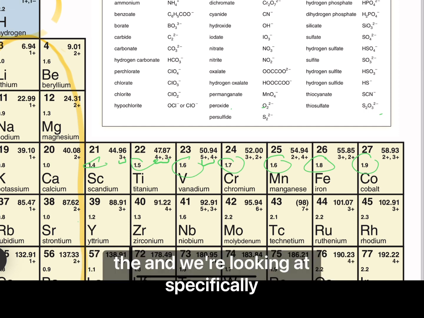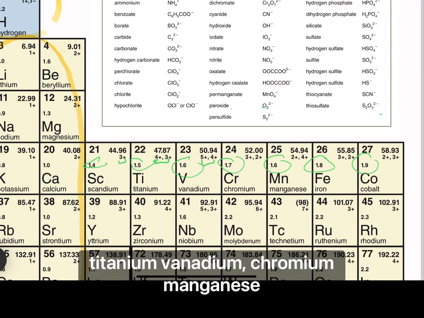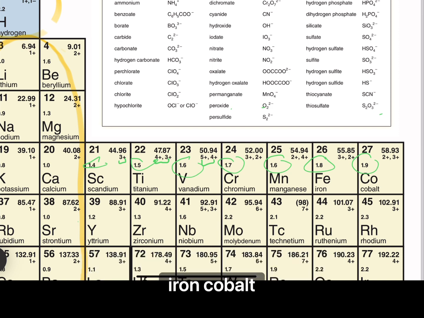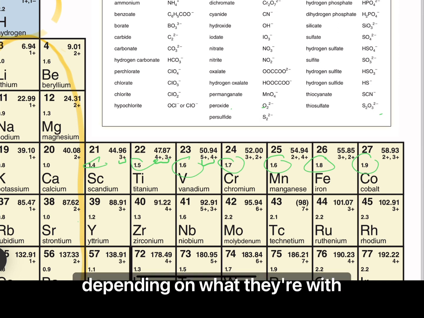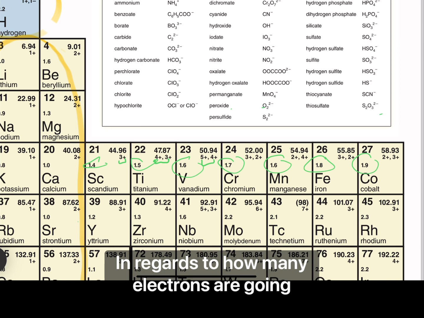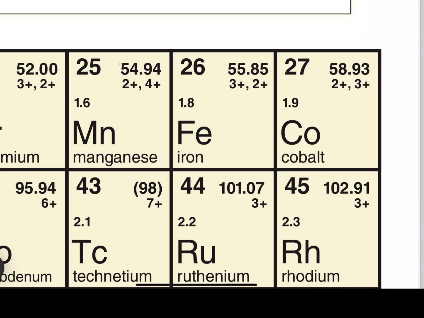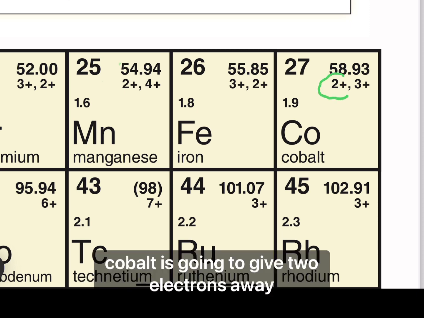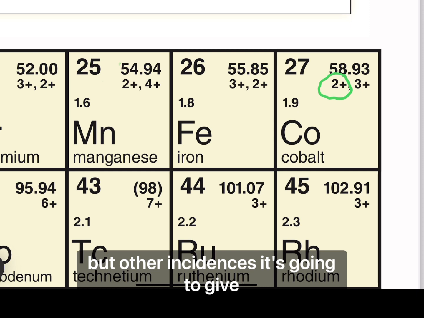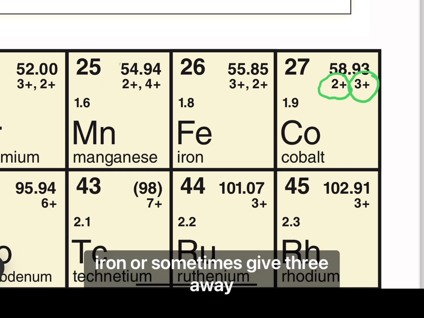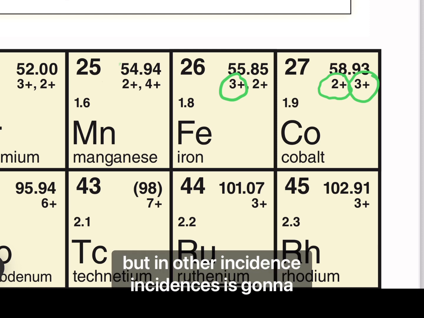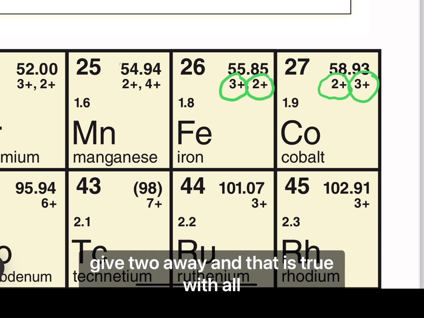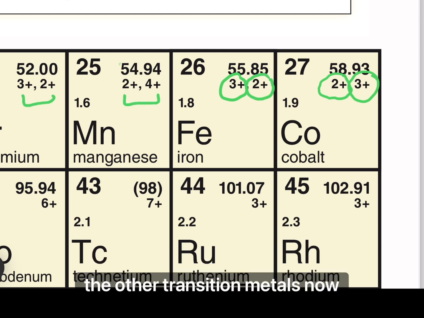And when we're looking at specifically titanium, vanadium, chromium, manganese, iron, cobalt, these can differ depending on what they're bonding with in regards to how many electrons they're going to give away. What this means specifically is that in some instances, cobalt is going to give 2 electrons away, but in other incidences, it's going to give 3 away. Iron will sometimes give 3 away, but in other incidences, it's going to give 2 away, and that is true with all the other transition metals.